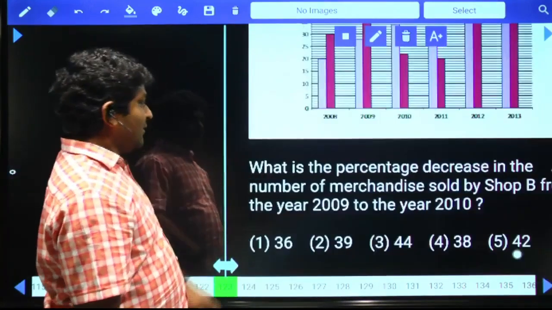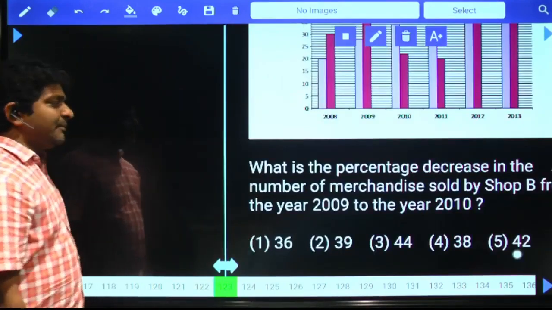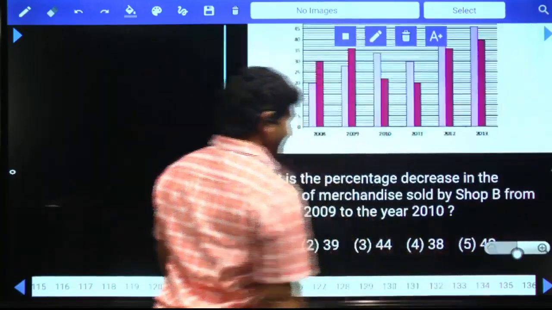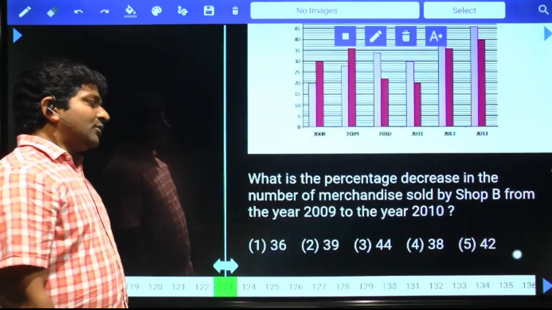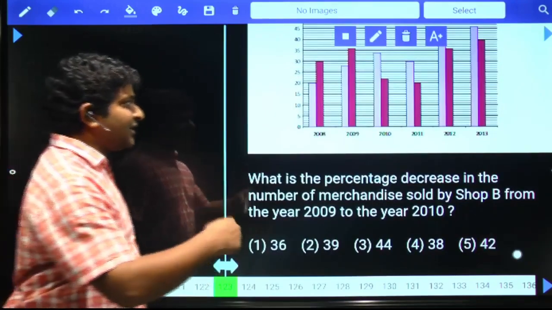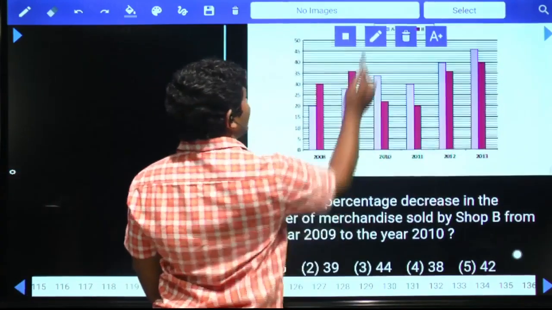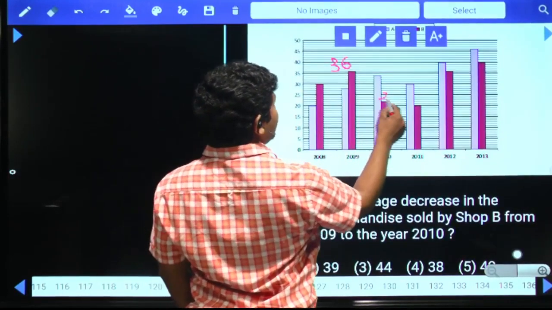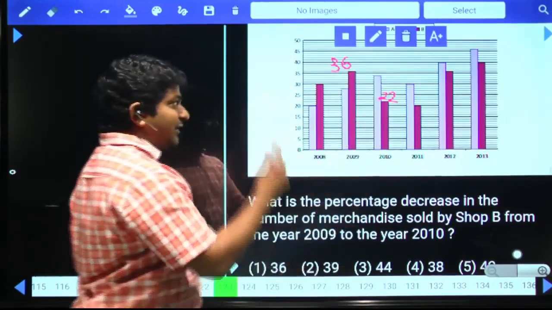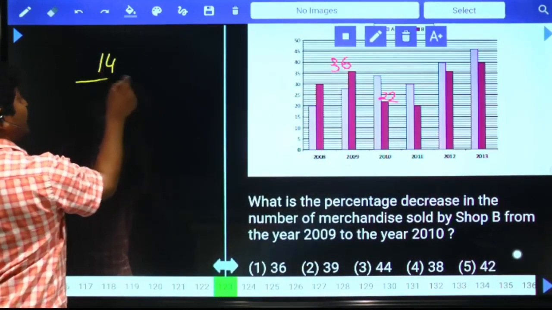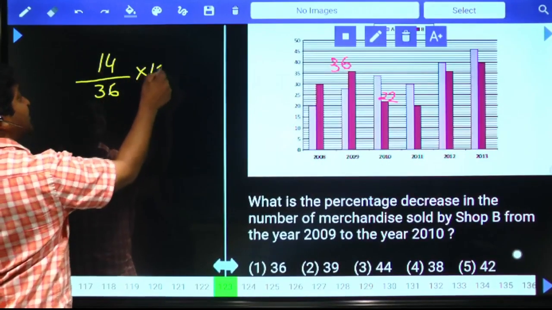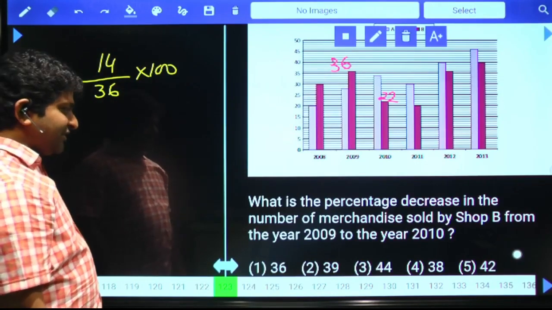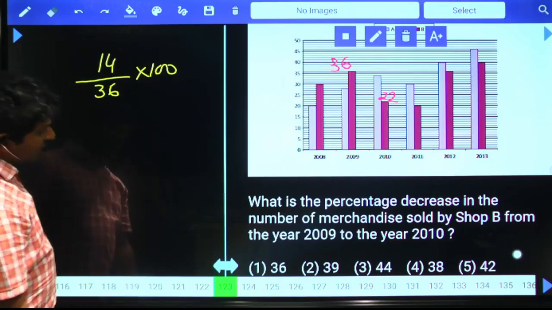Next, 123. The percentage decrease in the number of merchandise sold by shop B from the year 2009 to the year 2010. 2009 B value we have 36 and in 2010 we have 22. 36 becomes 22, decreased by how much? 14. From which number? 36 percentage into 100.